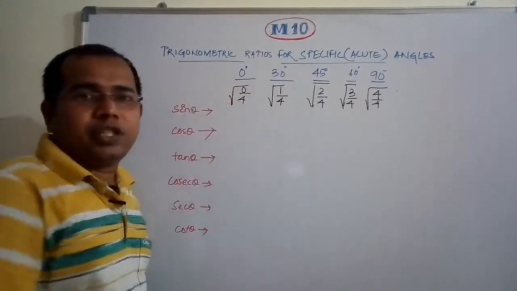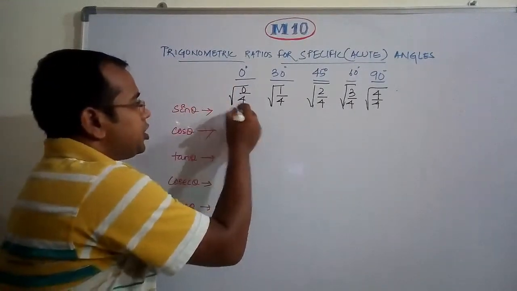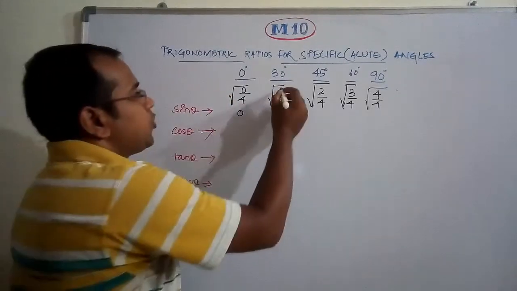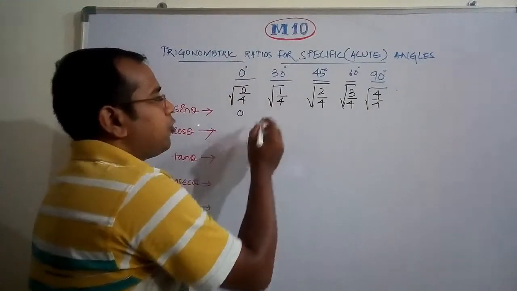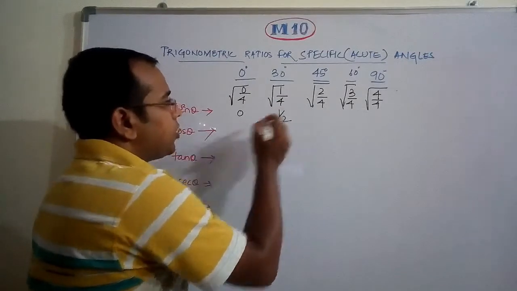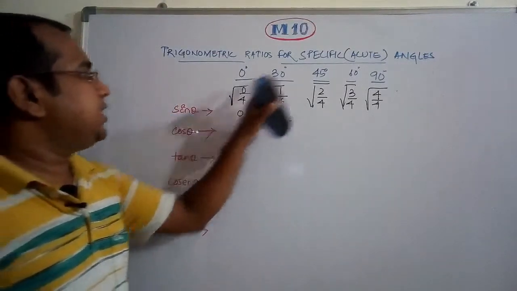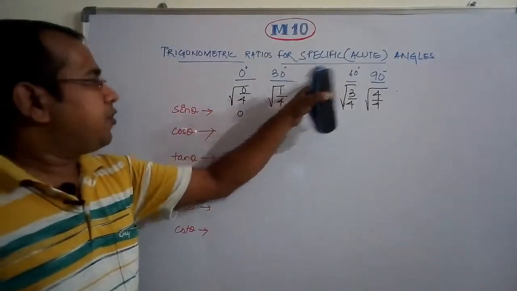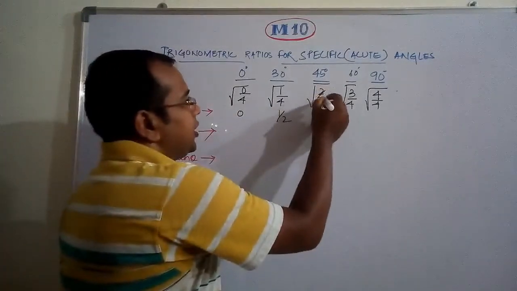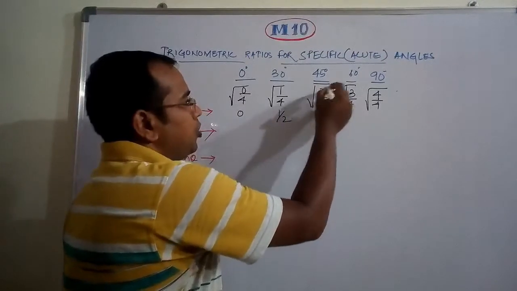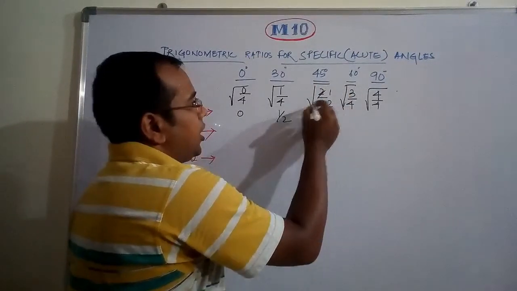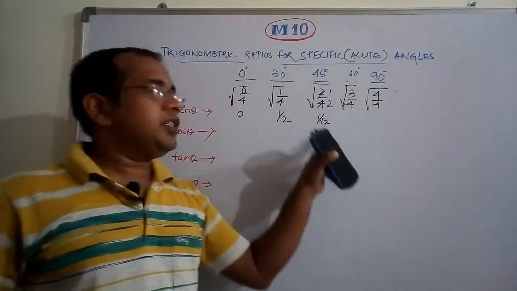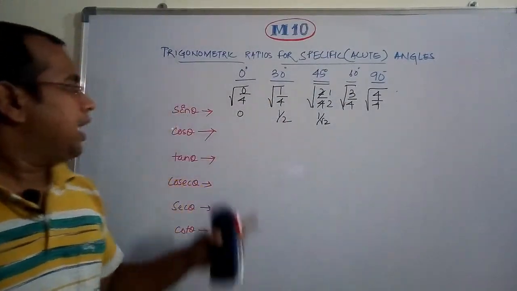Now let us find out. 0 by 4 is 0, so square root of 0 is 0. That means sine 0 is 0. Square root of 1 is 1, square root of 4 is 2. So here we are going to get 1 by 2, that is sine 30 is equal to 1 by 2. Likewise for 45 degree, it will be cancelled and we will get 1 by 2, square root of 1 is 1 and square root of 2 is root 2.